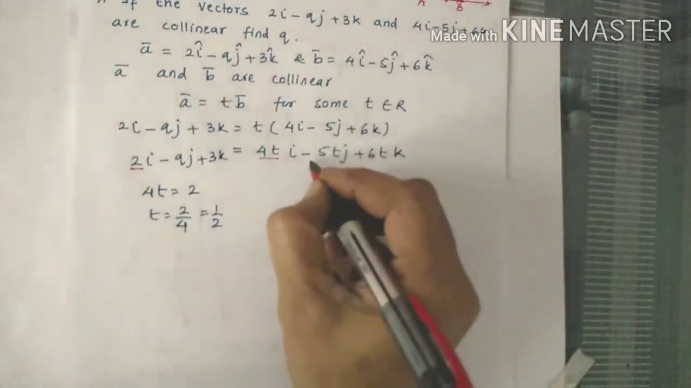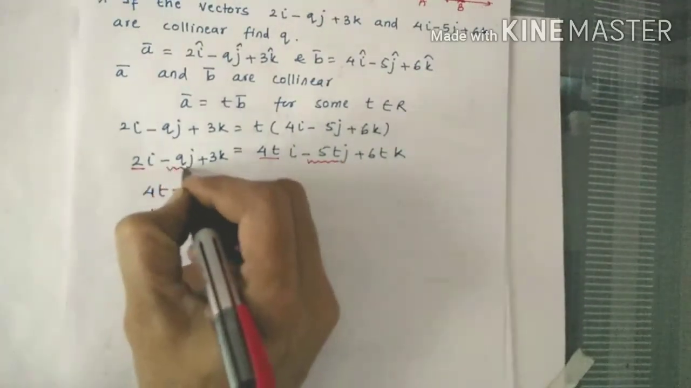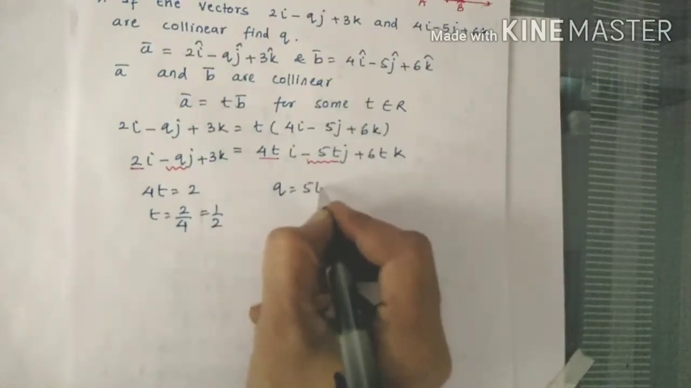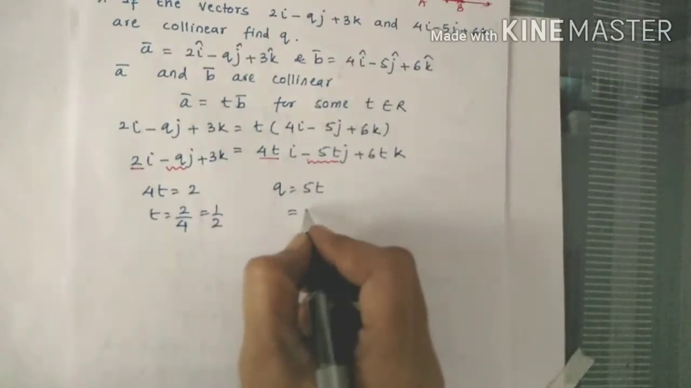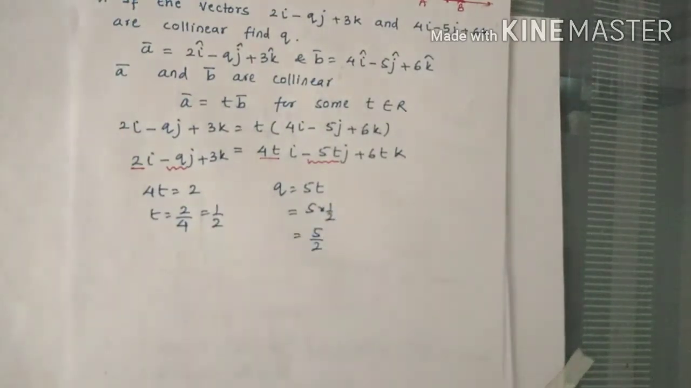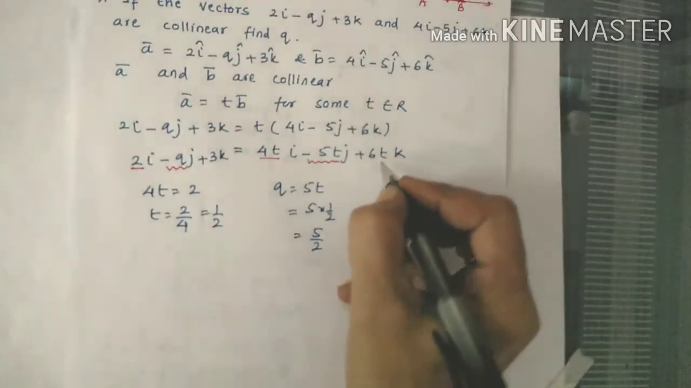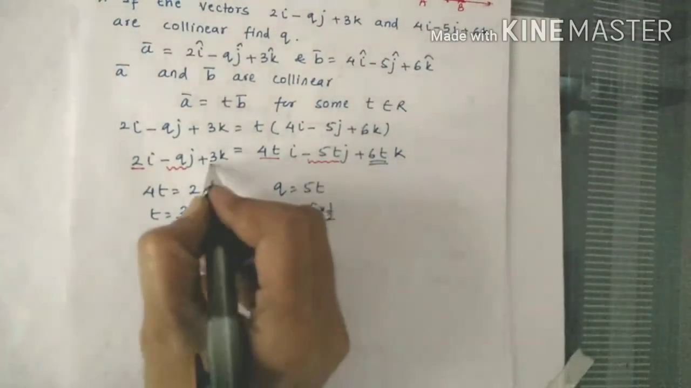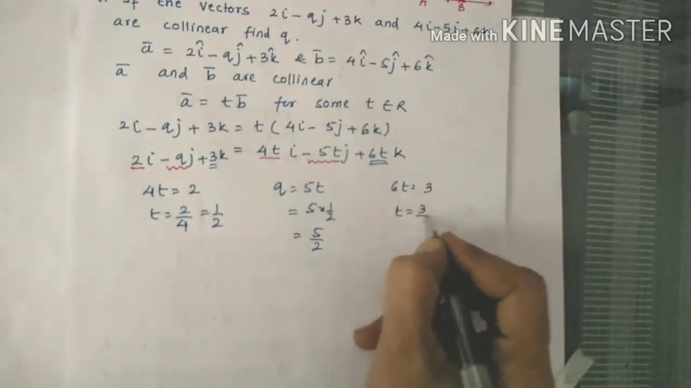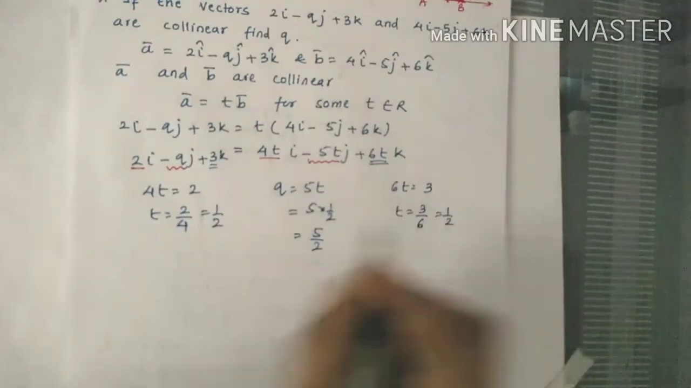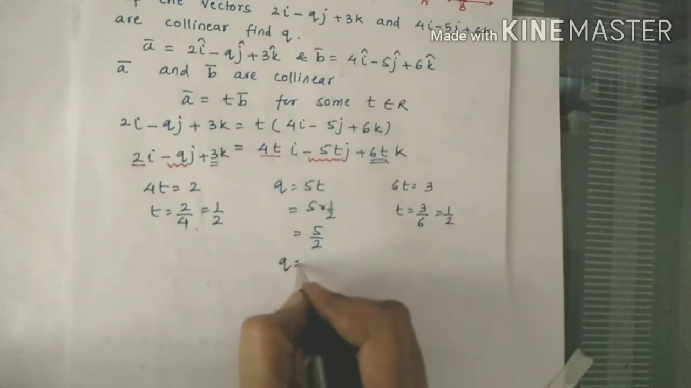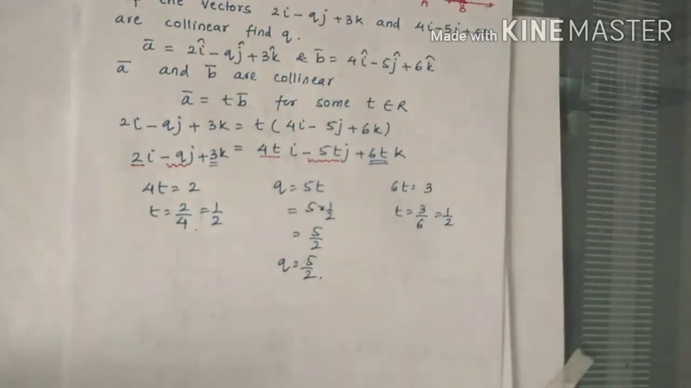Now considering coefficients of j, here it is minus 5t equals minus q. So q equals 5t. Now we have the value of t, so we can put it. 5 into half, so the value of q is 5 by 2. And if we consider k also, what we get is 6t equals 3. So again we get the value of t, which is half, that we already have here. The value of q is asked, and that is 5 by 2. So q equals 5 by 2.